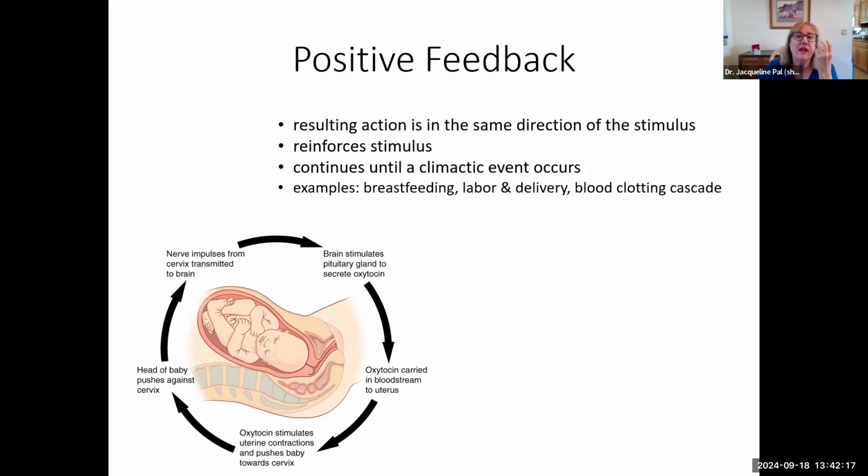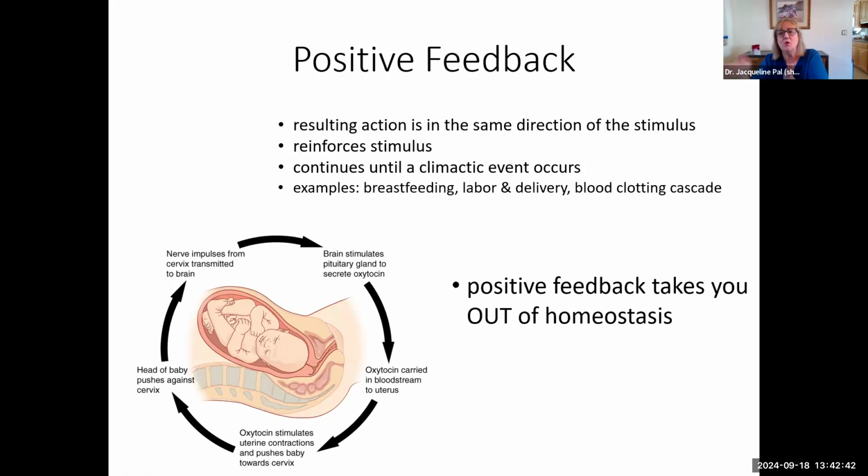We have the same type of positive feedback that happens with breastfeeding. As the baby suckles, we have release of a hormone which causes milk to be released, and the baby suckles, and more milk. And then once the baby's full and quits suckling, no more milk comes out. Same thing happens with blood clotting. So all those are examples of positive feedback, taking you out of homeostasis until something happens to stop this.